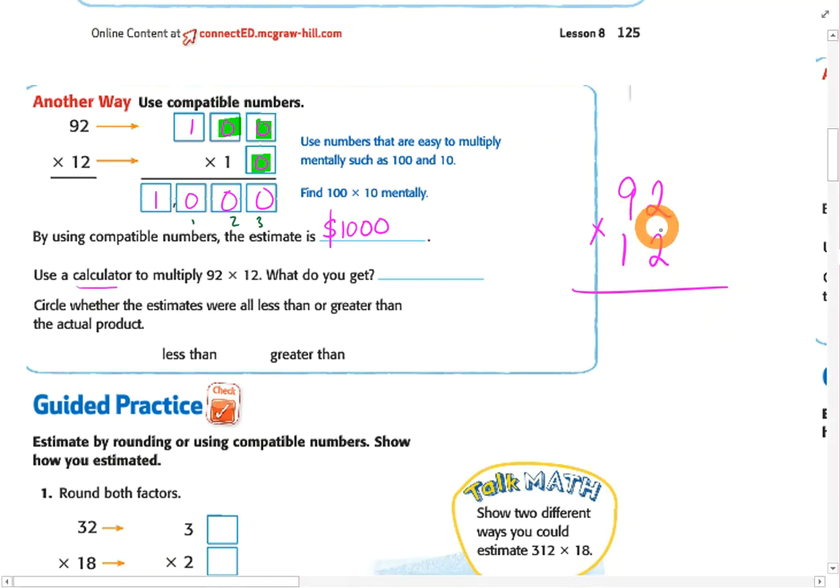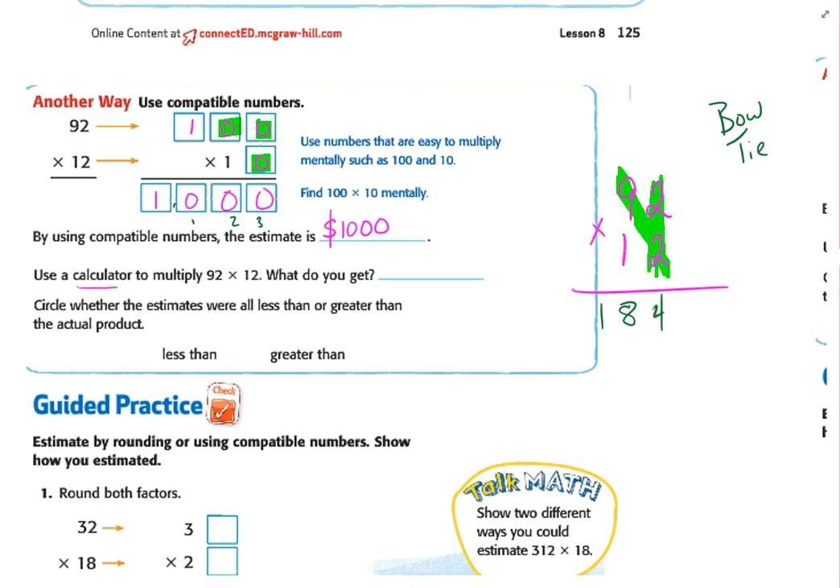We talked about this in class, but we apply what we call our bow tie method or our butterfly method, however you want to look at it. I'm looking at my 2 and 2 here. So I multiply 2 and 2 and I get 4. Then I'm going to multiply 2 and 9, and I get 18. I am done with the 2, so I'm going to plug in a placeholder 0.